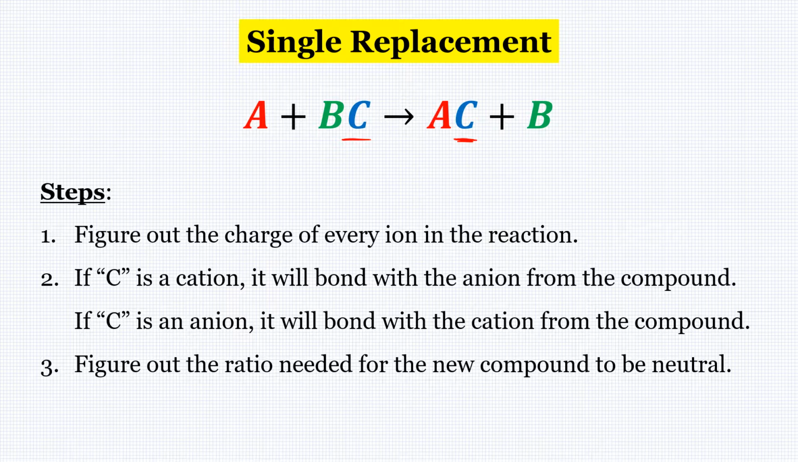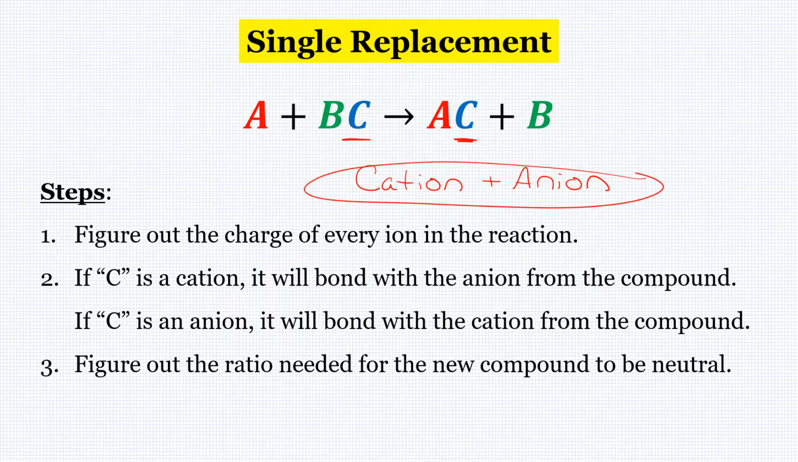So we just want to make sure that we always have a cation plus an anion. We never want to end up with cation or anion, we always have a cation anion. Once we've completed that step, we then figure out the ratio needed for the new compound to be neutral, just like we did yesterday.